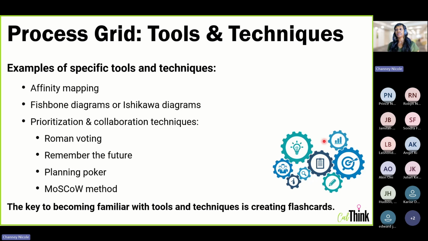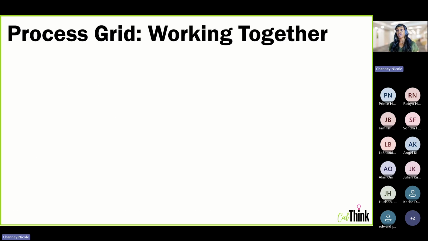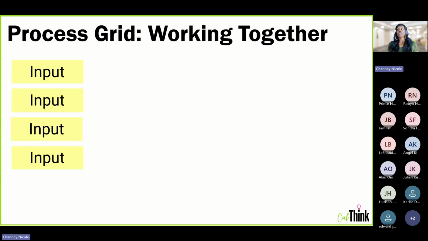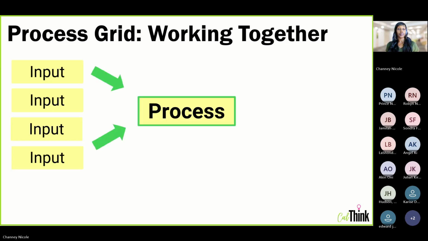All right, so how do inputs, outputs, processes, and tools and techniques work together? Well, this is how it starts. We have our inputs, right? That could be a project charter, a project management plan. It could be an environmental factor. Anything that we need to review or consider will be an input to our process, okay?